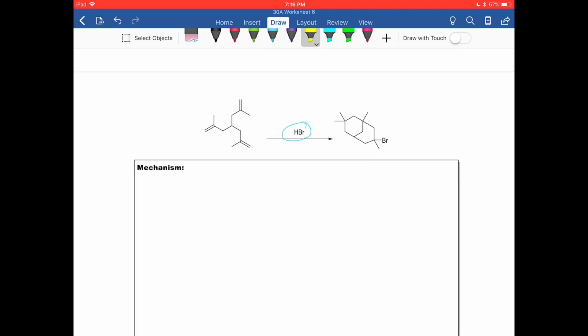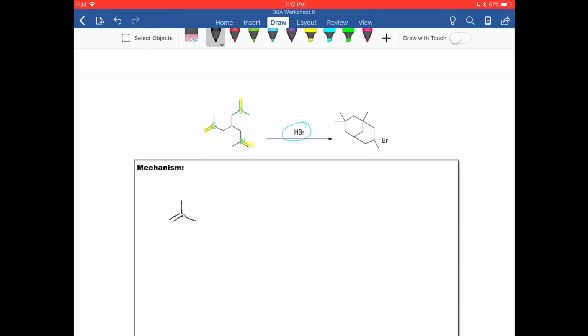So here we have 3 alkenes, and each of them is capable of forming a tertiary carbocation at these carbons here. Another thing to notice about these 3 alkenes is that they're completely symmetric. So it actually doesn't matter which alkene we decide to react with first. So let's go ahead and redraw our structure so we can start doing our arrow pushing mechanism.